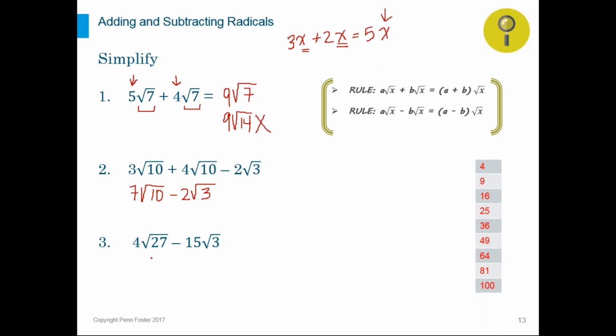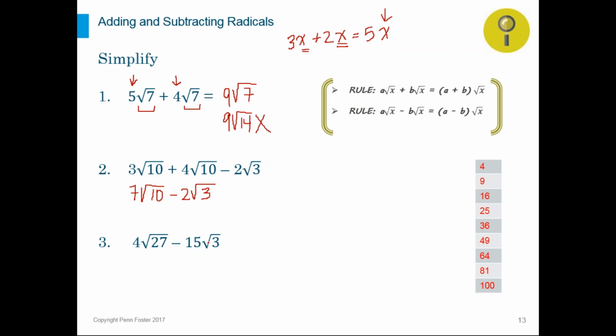Last question on the screen here. 4 the square root of 27 minus 15 the square root of 3. Now 27 and 3. From the first look of the question, you may see, well, 27 and 3 are not identical radical parts, so that's the final answer. Well, we need to look further before we decide if this is the simplest form or not.